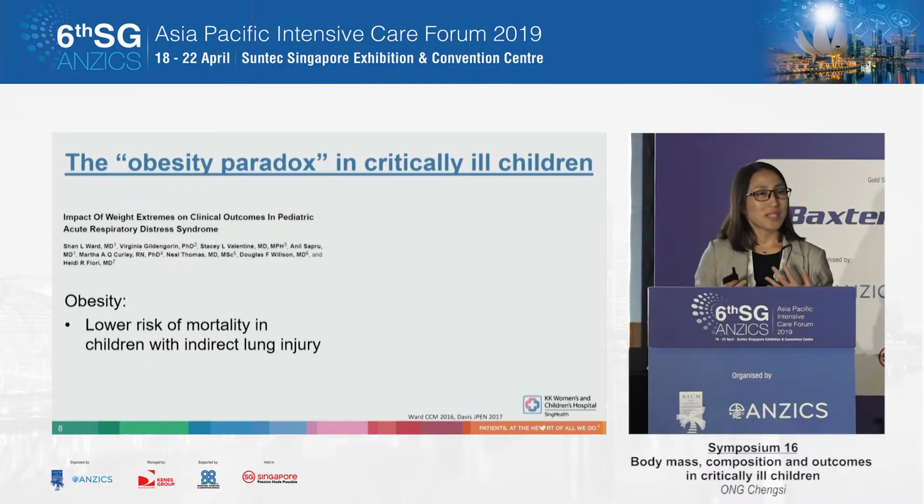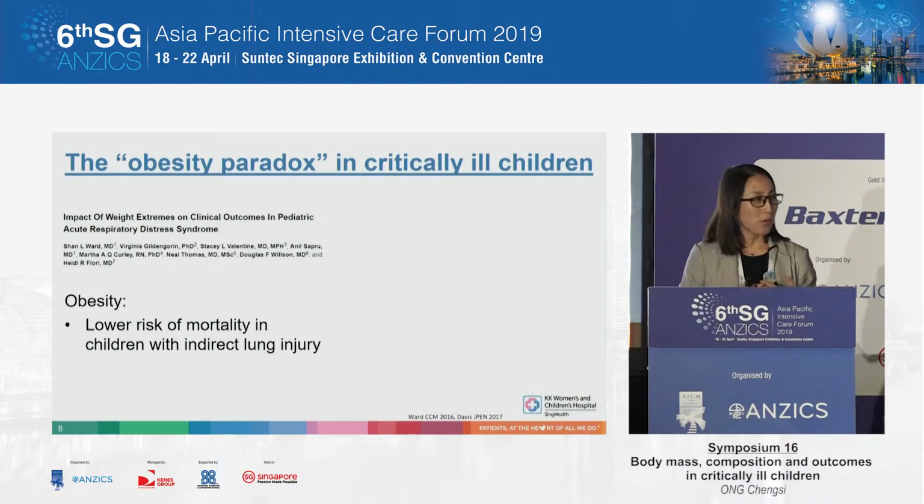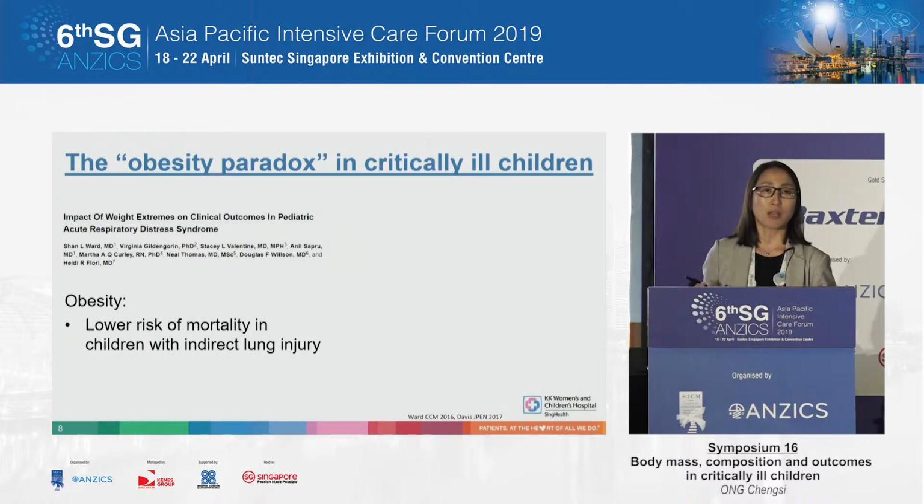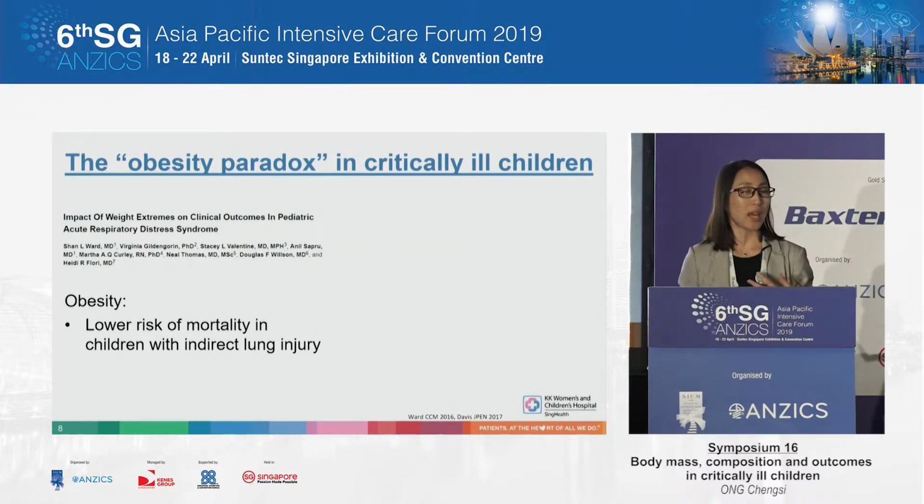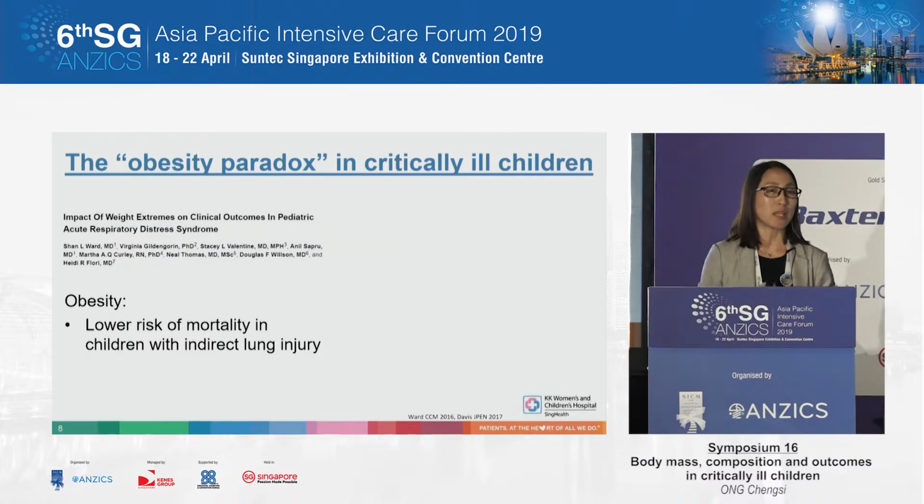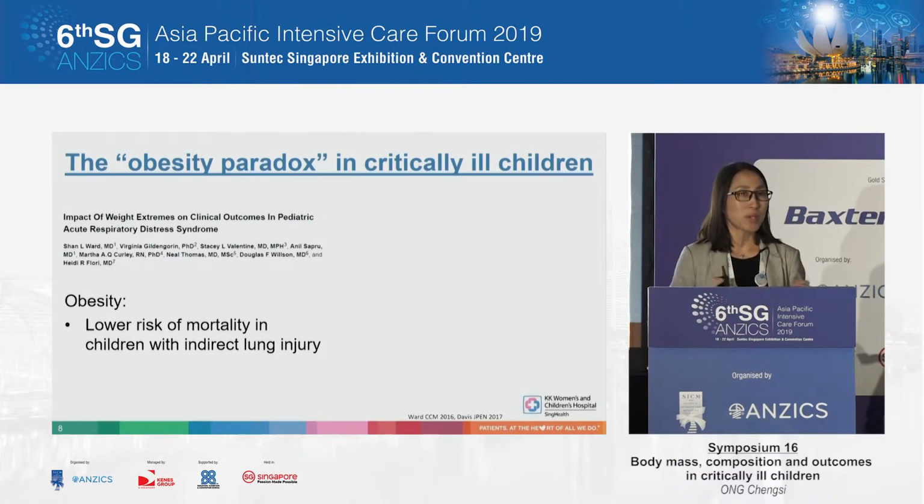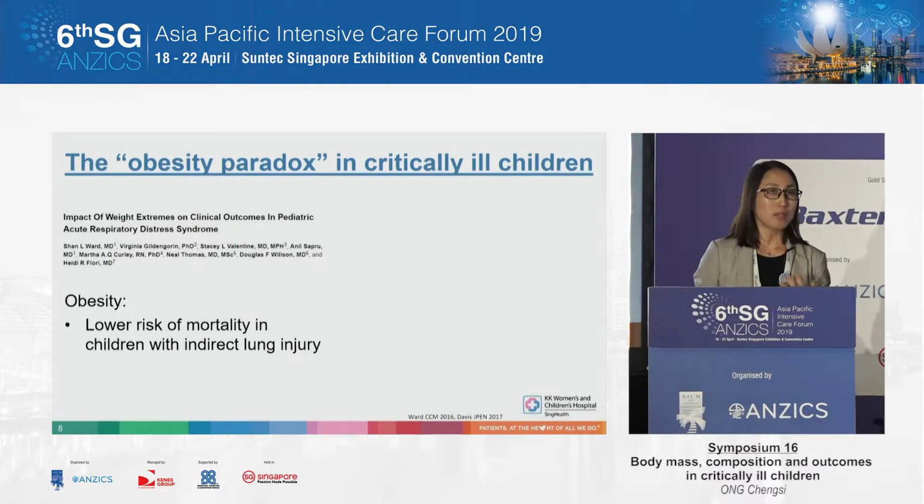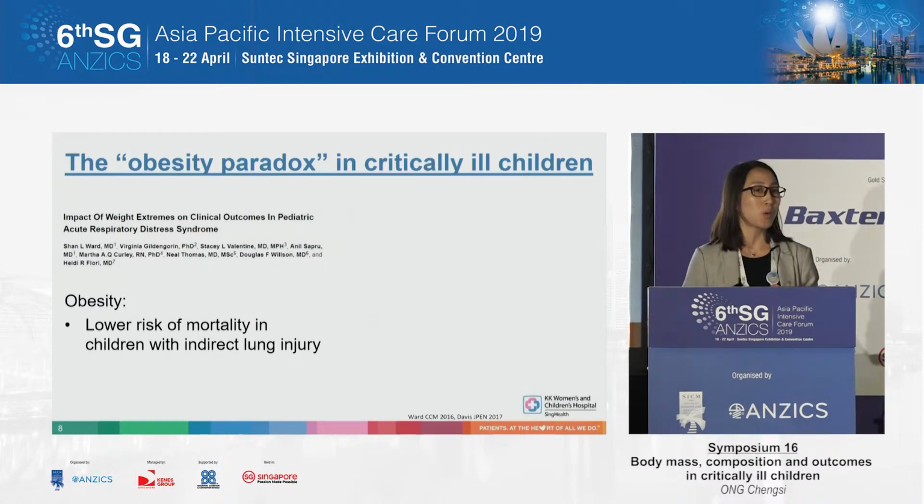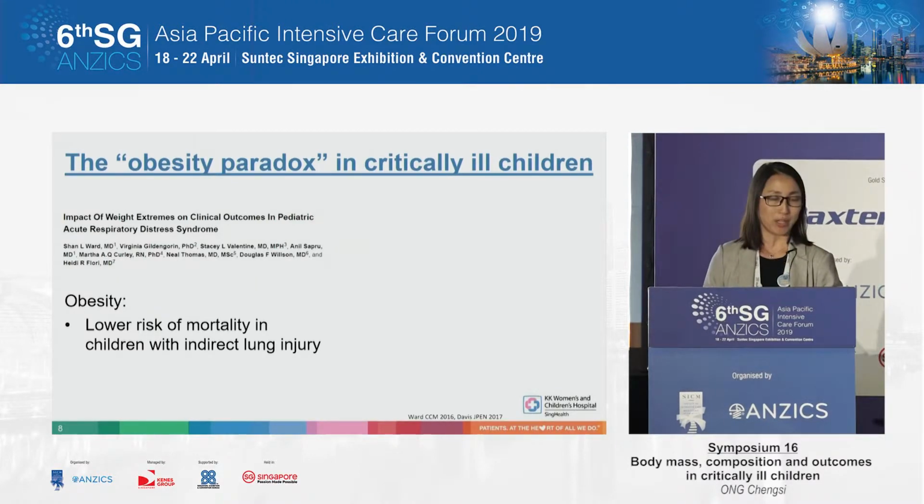There are studies that have looked at BMI z-scores and whether the obesity paradox occurs in children. This is one study that looked at mortality, and they did find that there was somewhat of an obesity paradox, where those with higher BMIs, the obese children, were at lower risk of mortality, but only in children with indirect lung injury.